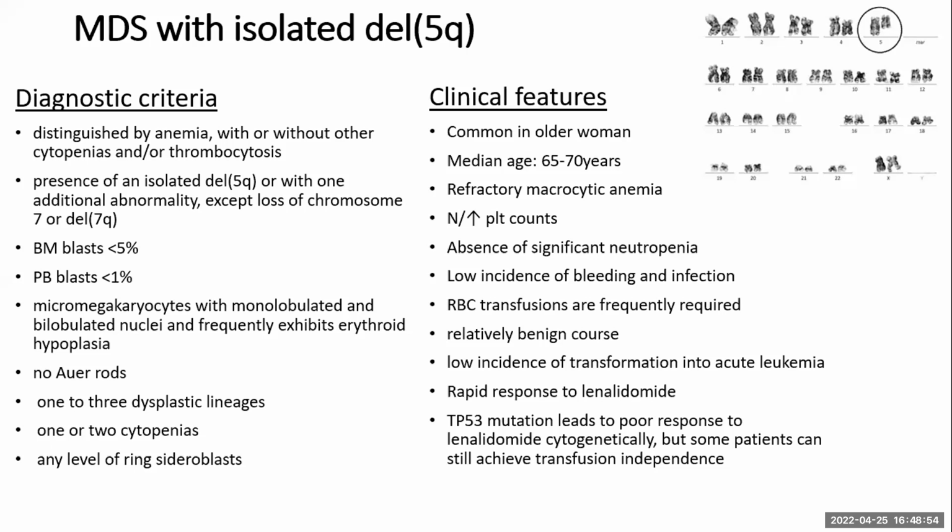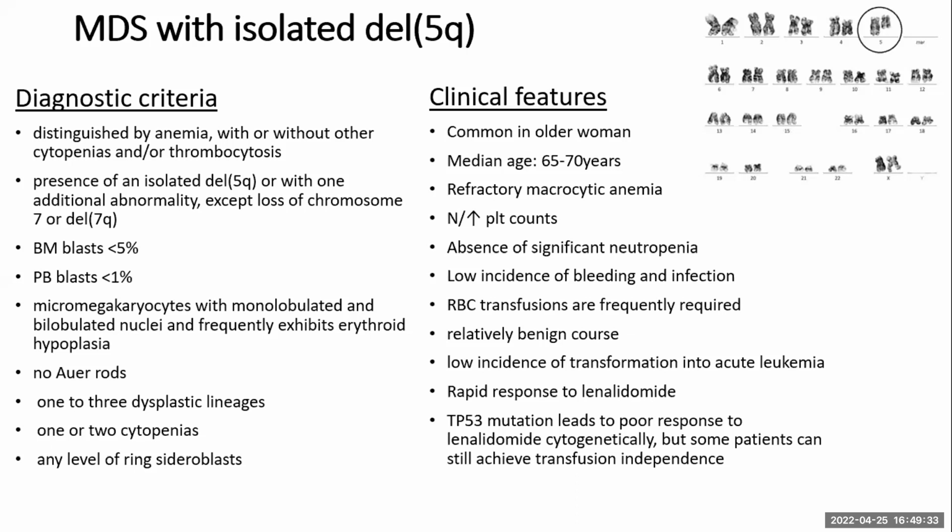In terms of the clinical features, like I said earlier, it is commoner in older women, with a median age of around 65 to 70 years, usually marked by refractory macrocytic anemia, and platelets may be normal or increased. Usually there isn't any significant neutropenia, and there's a low incidence of bleeding or infection. However, red cell transfusions are frequently required, and this disease runs a relatively benign course compared to the other types of MDS, and the incidence of transformation to acute leukemia is relatively low.